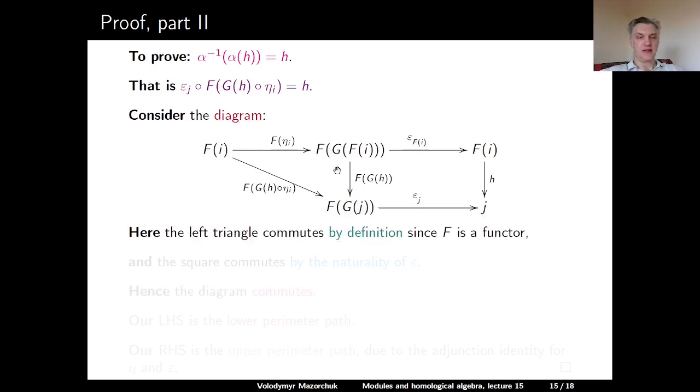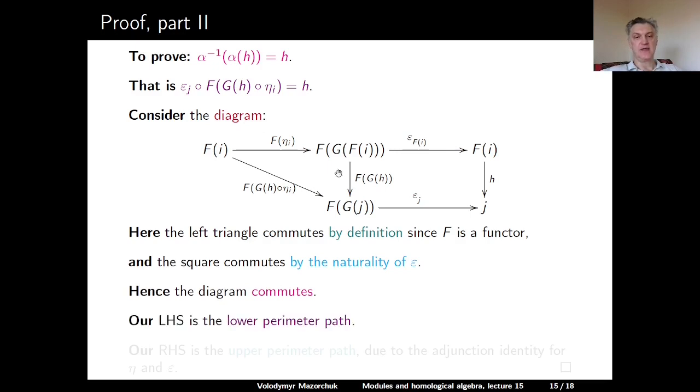Now we can complete the left side to the triangle by defining the map from F of I to F of G of J to be the composition of F of eta I followed by F of G of h. And since F is a functor, this is F of G of h composition with eta I. And that's exactly the second map here in our identity. And then we have here the square on the right, and it commutes because epsilon is a natural transformation.